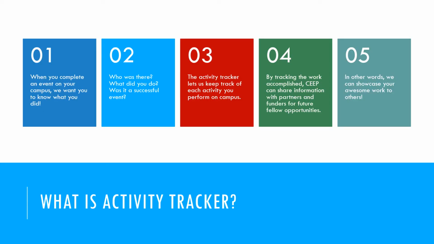You might be wondering, what is the Activity Tracker? The Activity Tracker lets us keep track of each activity you perform on campus. And this fall, that might look a little different. You may be performing activities online. So when you complete an event, either in person or online, we want to know what you did. Who was there? What did you do? And did you think it was a successful event? By tracking the work that you've accomplished, CEEP can share your information with partners and funders for future fellow opportunities. So in other words, the Activity Tracker lets us showcase your awesome work with others.